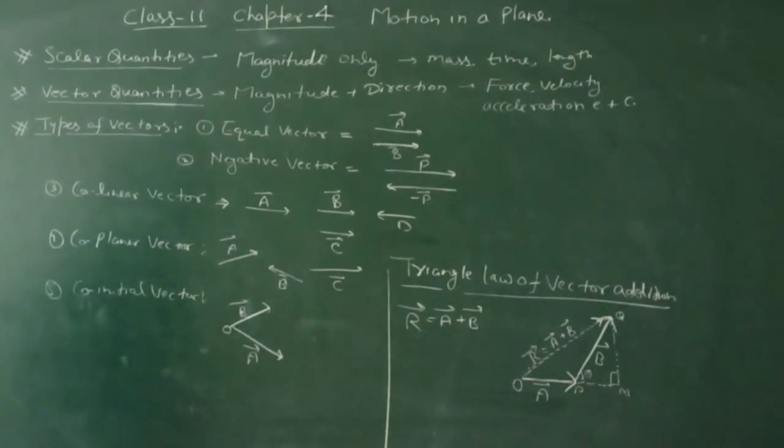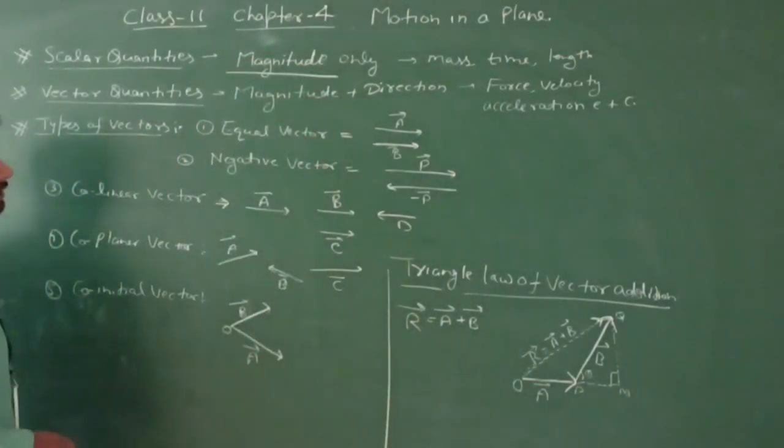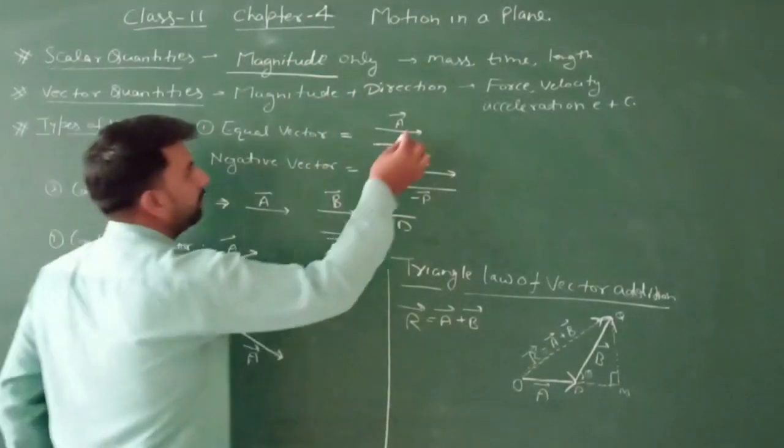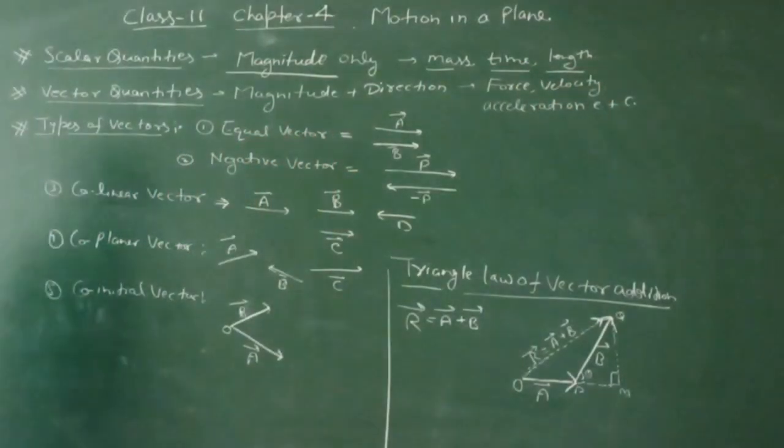Hello students, in this video we start our new chapter 4, motion in a plane. So our first topic is scalar quantity. So what are the scalar quantities? Those quantities which have magnitude only are known as scalar quantities. Examples: mass, time, length, distance, etc.